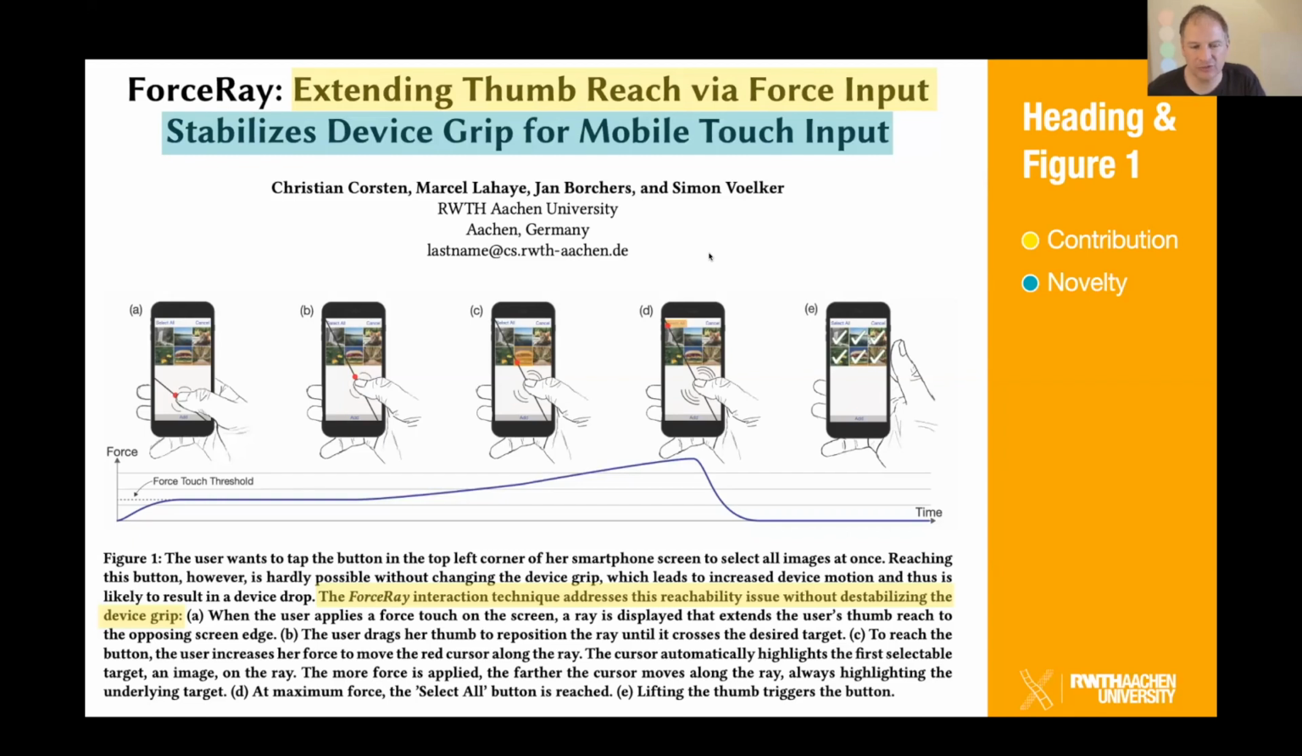So ForceRay is the name of the system that we invented. And we gave it the title Extending Thumb Reach via Force Input, which is a good description, right? We use force input to extend the reach of our thumb on a smartphone. So that's describing the kind of our contribution. And we say, why is this new? And maybe also in a way, what we could also say, this is sort of a benefit analysis here. So it wouldn't just be novelty, but maybe also benefit. We could say it stabilizes the device grip for mobile touch input, right? That's sort of what you get out of this.